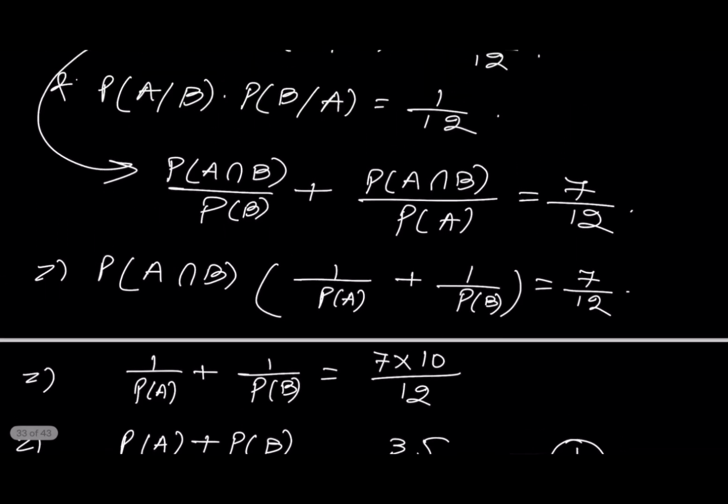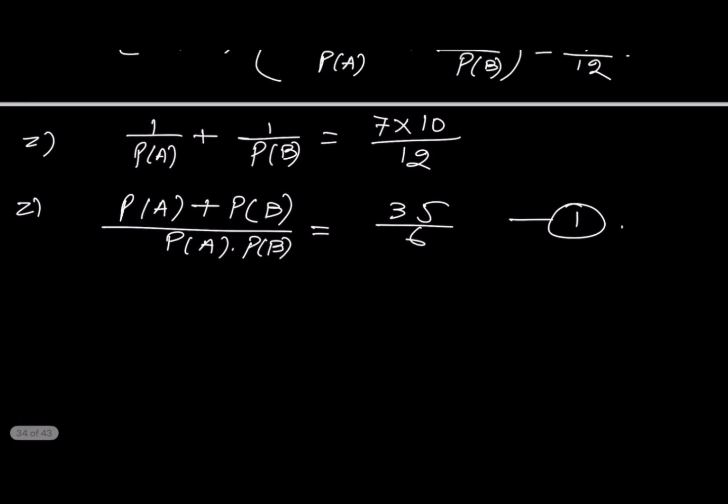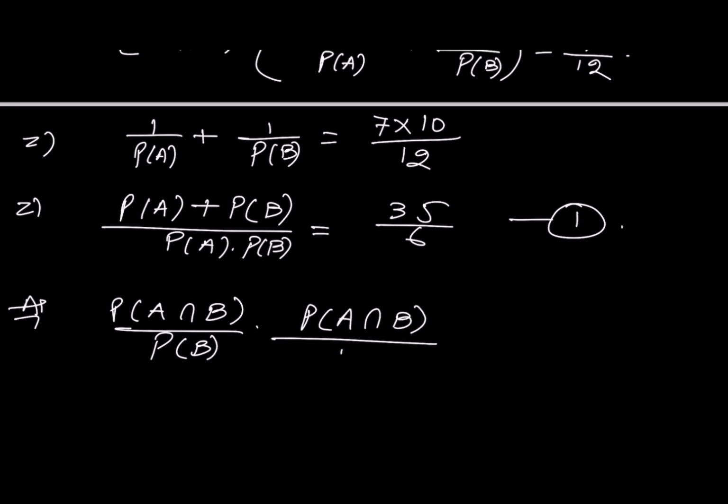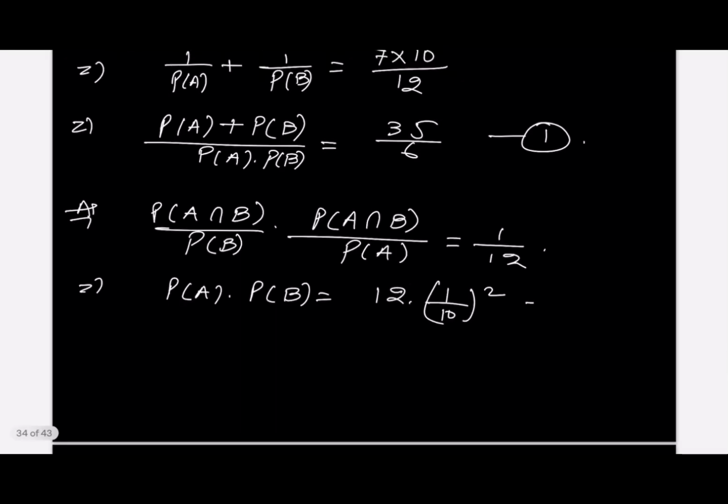Now from product of roots, what I can say, P of A intersection B by PB into P of A intersection B by PA is equal to 1 by 12, right? So P of A into P of B will become 12 into 1 by 10 whole square, right? So this is equation 2.